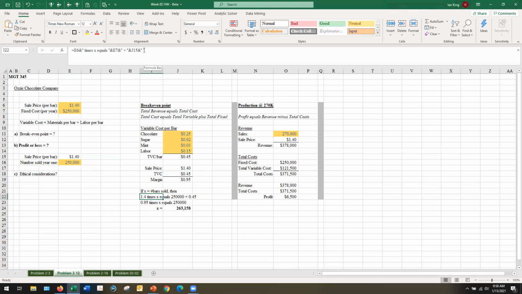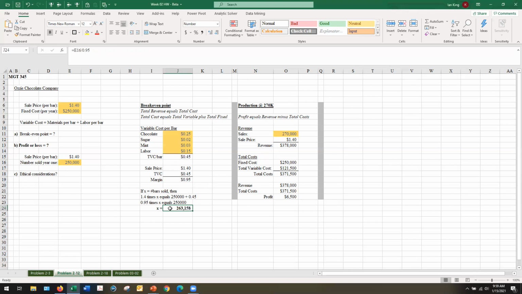Actually, you should probably have an extra X, that 0.45 is per bar. So 1.4 times number of bars X is equal to 250,000 plus 45 cents times that bar X. That 45 is the same as that 45 when I'm moving my cursor. You do the math, so you solve for X. You've got your 0.45 X and your 1.4 X, so 0.95 times X is equal to 250,000. So divide 250,000 by 0.95 and that gives you 263,158.